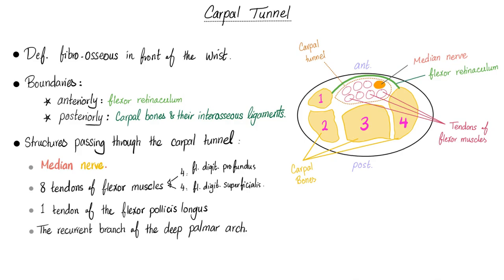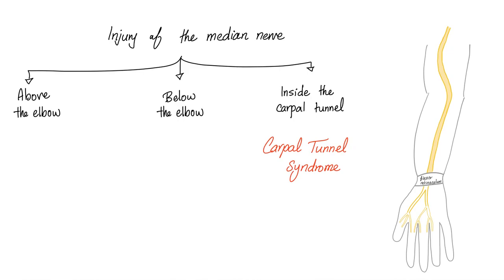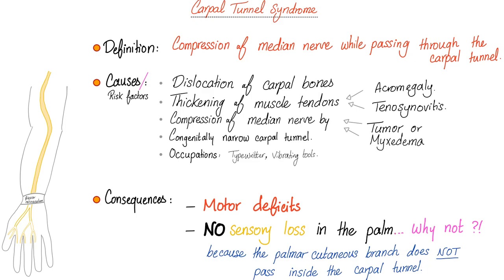My median nerve can get injured above the elbow, below the elbow, or inside the carpal tunnel. When it gets injured in the carpal tunnel, we call this carpal tunnel syndrome. It's a compression of the median nerve while passing through the carpal tunnel. Causes or risk factors: dislocation of bones, thickening of tendons, compression of the nerve by a tumor or myxedema, congenitally narrow tunnel, and some occupations.